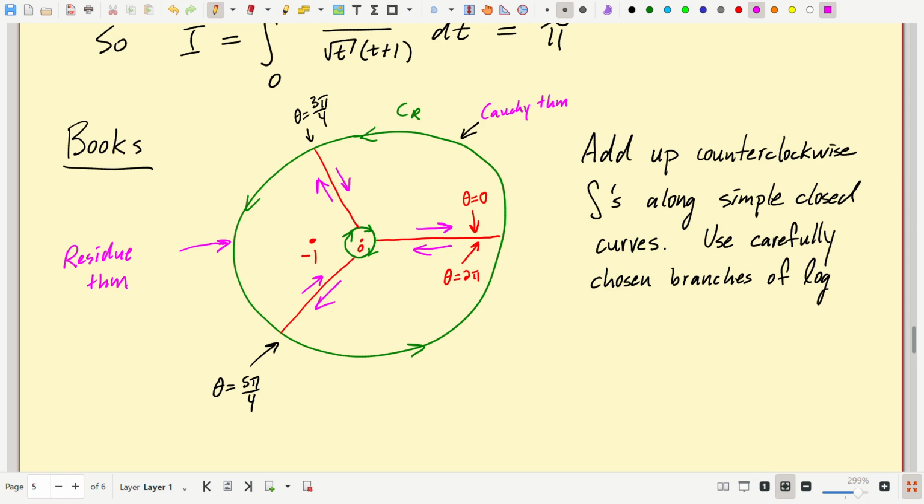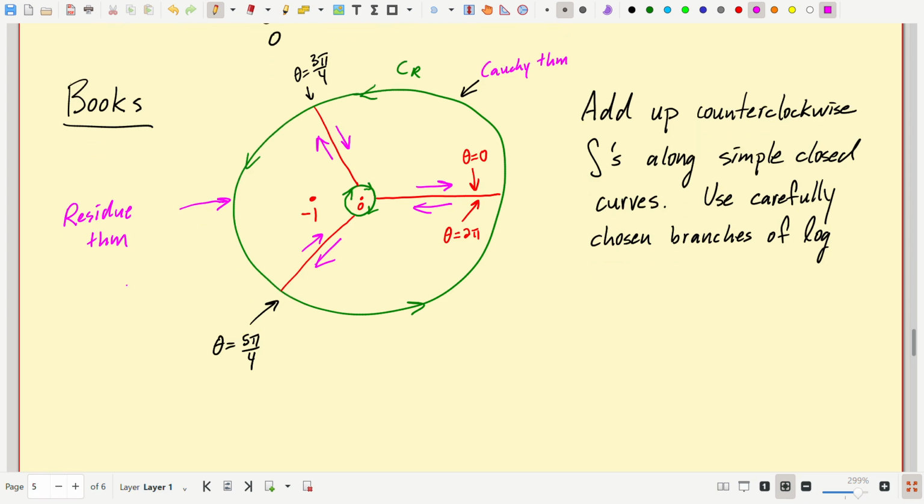Okay. And on the next one, I take a branch. Let's see, I might take my branch going out like that. And my angle would be 5 pi over 4 there and go to 2 pi there. All right. And that way I get cancellation along this cut. Cancellation of these cuts. Okay, so that's going to go away.